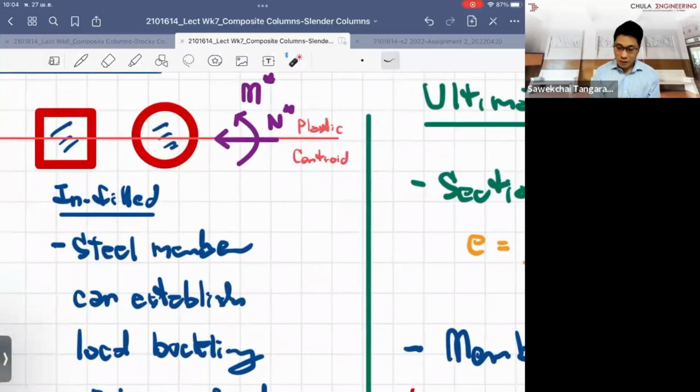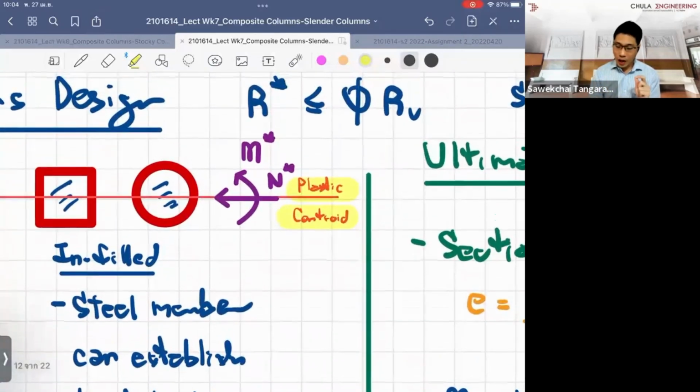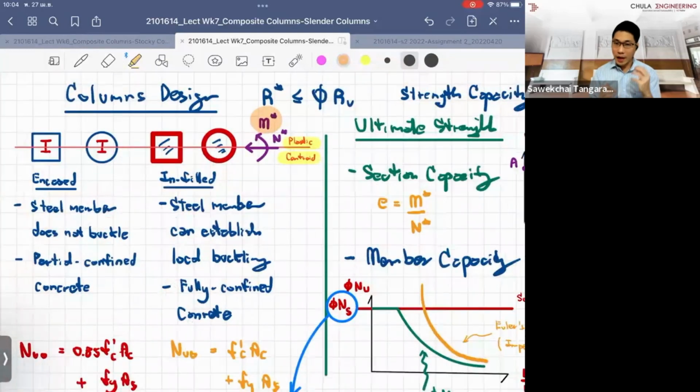So that's why we come up with the concept of what is called the plastic centroid. We're saying that the applied force always goes to the plastic centroid. If there is some deviation from the plastic centroid, or it comes with an eccentricity, we take those forces into account in terms of the moment, right? So that's why you have the combinations of the axial force and the bending moment.